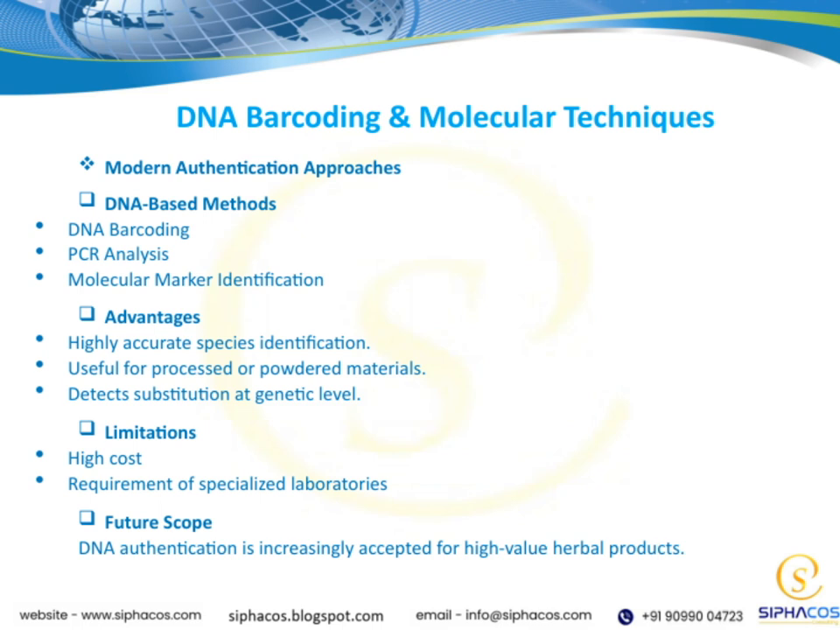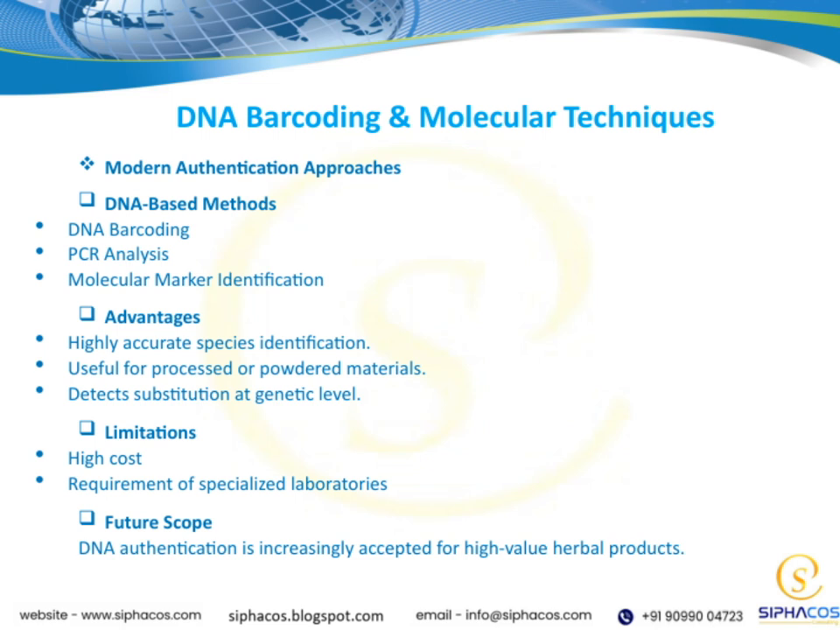These methods are transforming how we verify herbal products and ensure their authenticity. First, DNA-based methods encompass several key techniques. DNA barcoding, for instance, uses specific genetic regions to identify plant species accurately. PCR analysis allows us to amplify targeted DNA sequences, making detection more precise. And molecular marker identification helps differentiate closely related species by examining genetic variations.